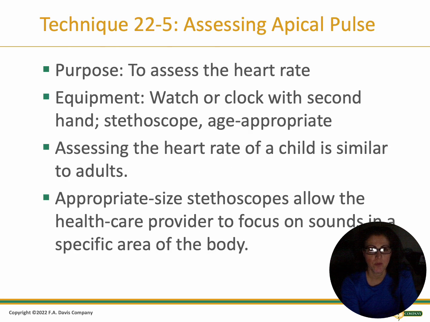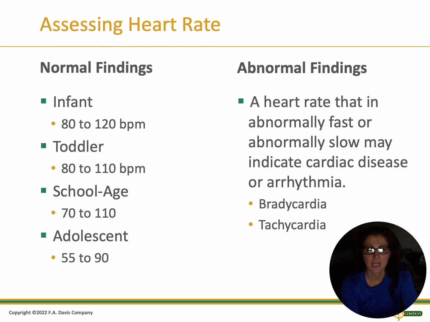You want to assess their apical pulse. And as they get older, their pulse does slow down. So infants usually 80 to 120, toddlers 80 to 110, school age 70 to 110, and then adolescents usually drop to 55 to 90.